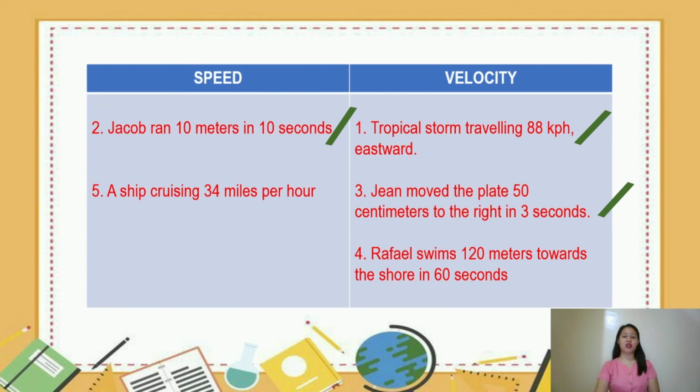Number 4. Rafael swims 120 meters towards the shore in 60 seconds. It also describes velocity. And last, number 5, a ship cruising 34 miles per hour. It is describing speed. As you can see, when we are talking about speed, it has distance and time. And when we are talking about velocity, it has speed with direction.